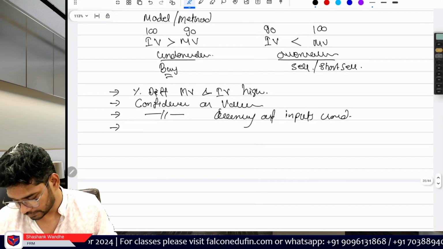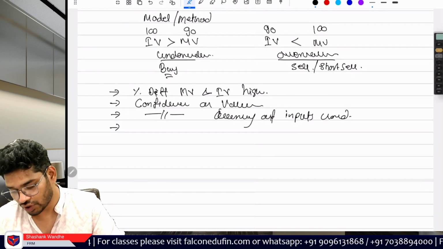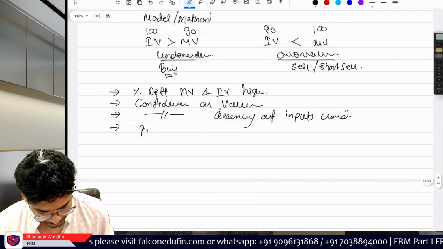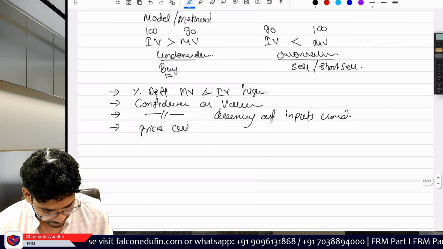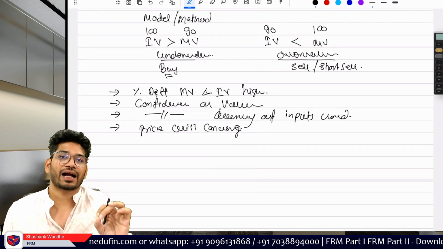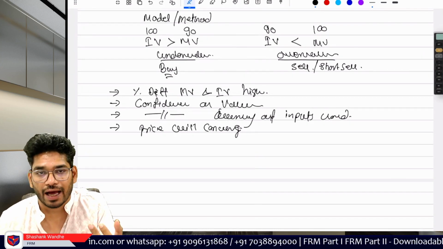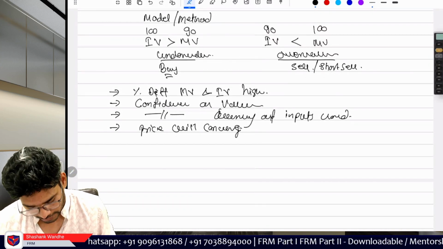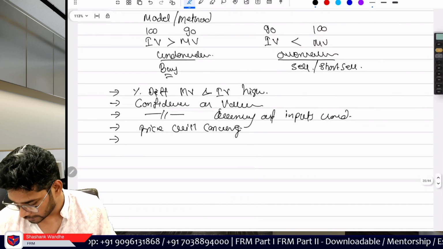Then next, based on your experience or your opinion, you think the price will converge. Which price? The market price will approach the intrinsic value. So if you think like this, then again, you are more likely to take the position.